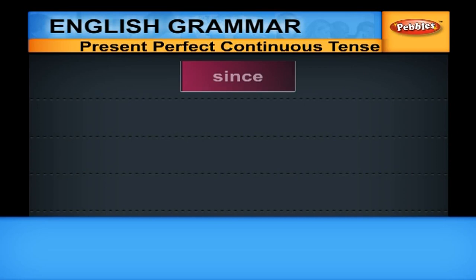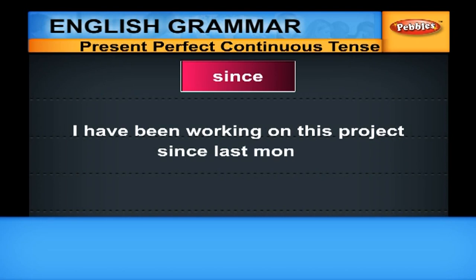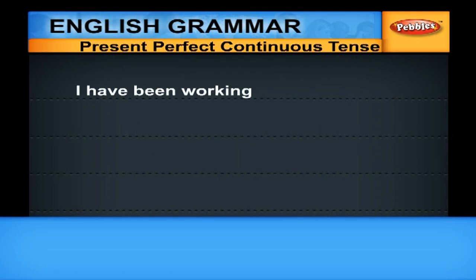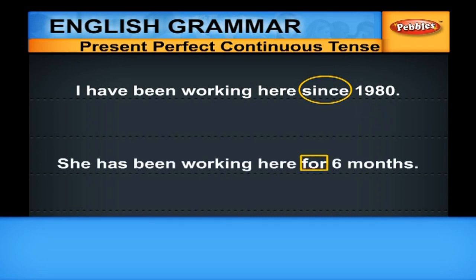If I am going to say from which point the work has been going on, we have to use since. I have been working on this project since last month. I have been working here since 1980. We use since when we refer to the time at which the action started. We have to use for when we talk about the duration.